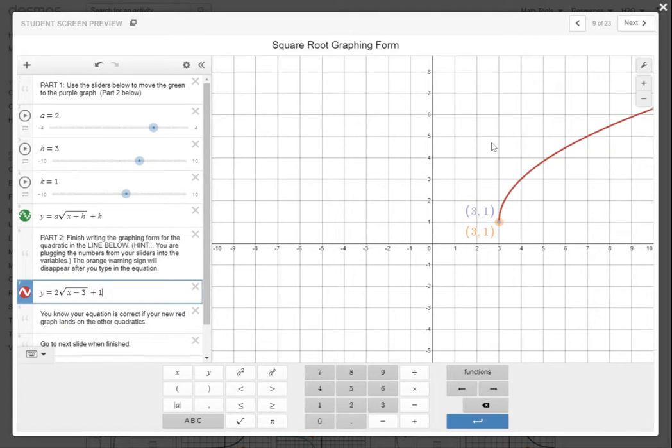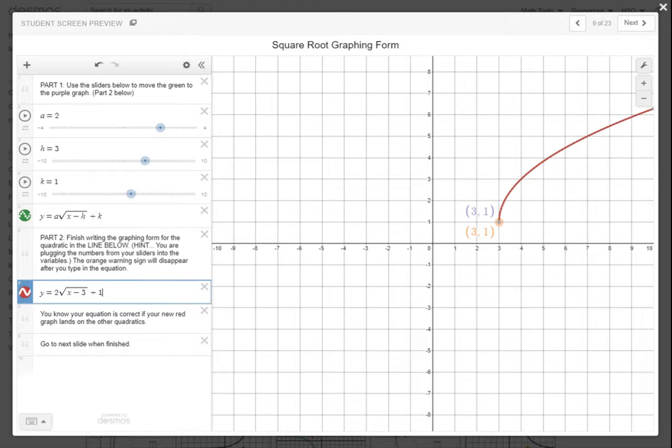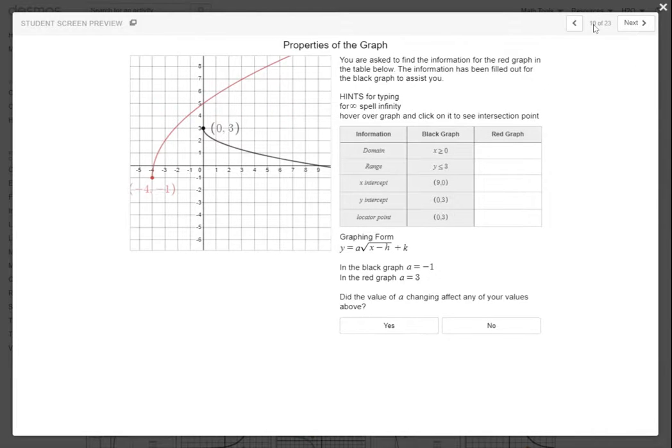Notice that my red graph is now on top of the green and the purple. Once you have 3 matching colors, or your red on top of your others, you can move on to the next screen, and this is a demonstration of slide 10. Notice that I have 5 pieces of information, and I have completed that information for the black graph. Just so you know, you can click on the graph and be able to see where an intersection point is, including the red graph, and see where the intersection points are. Your goal is to fill in the domain, range, intercepts, and the locator point for your red graph.